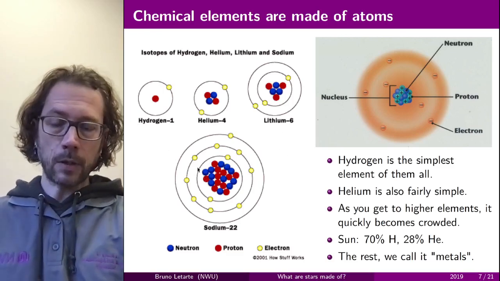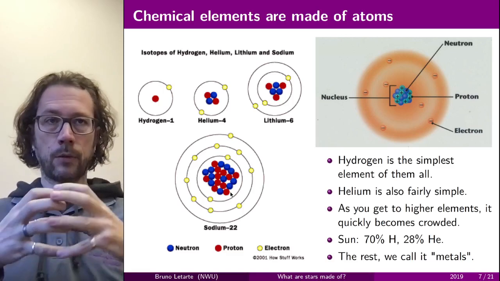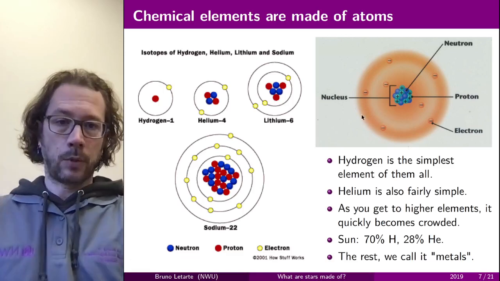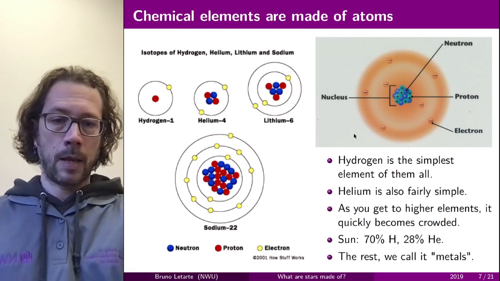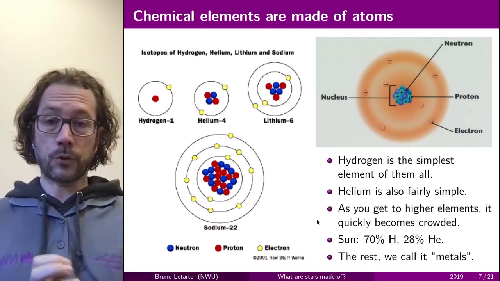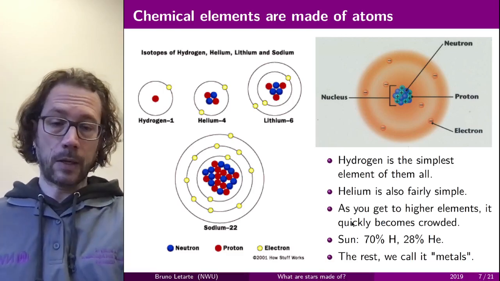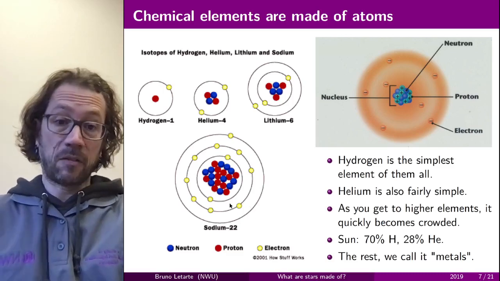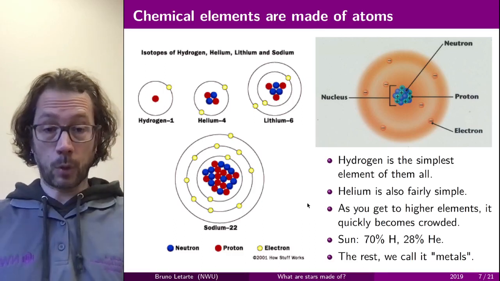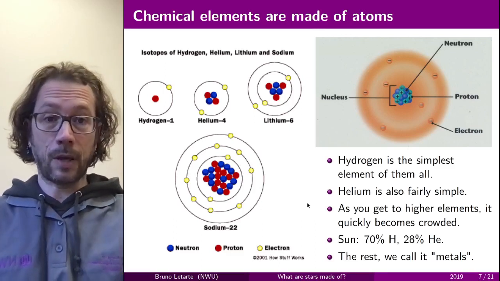So what we have here is a core of neutrons and protons that is orbited by a bunch of electrons. So we can summarize it like that. This is what all the elements look like. And if we were to check the composition of the sun, we know that it's mostly 70% hydrogen and 28% helium. So this is what most stars are made of, hydrogen and helium. All the rest of these heavier elements, we call them metals. That's what astronomers call these heavier elements.